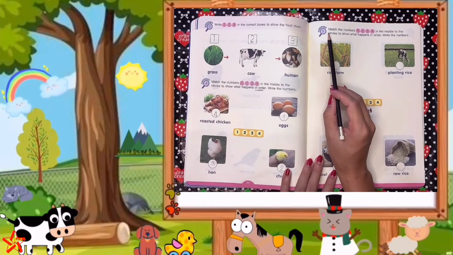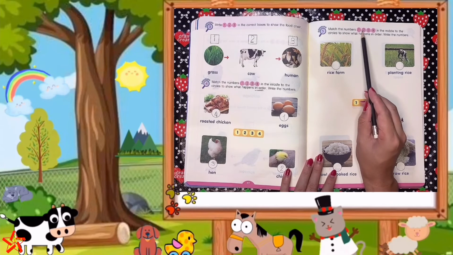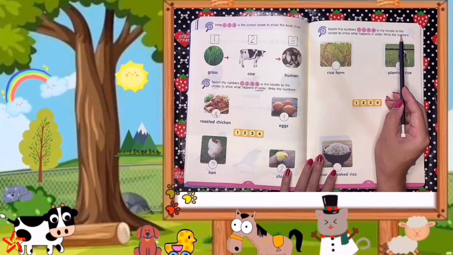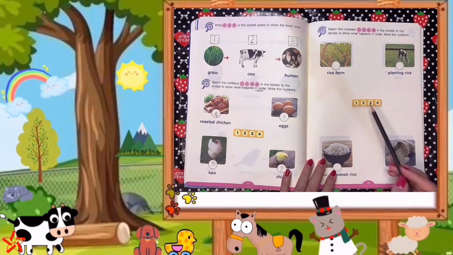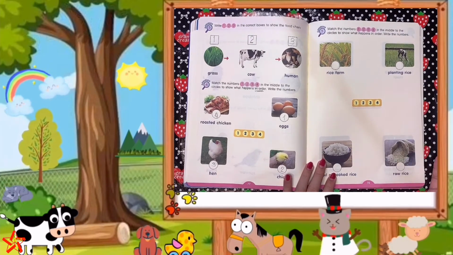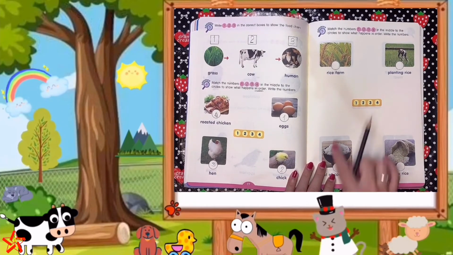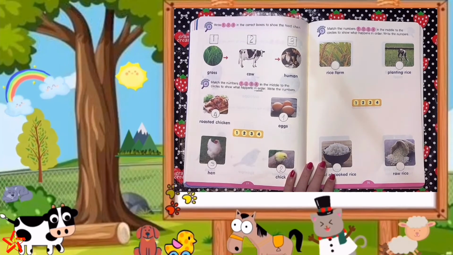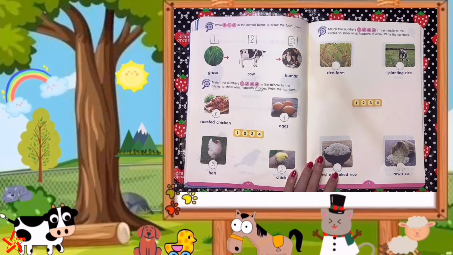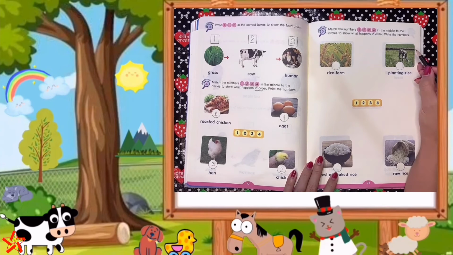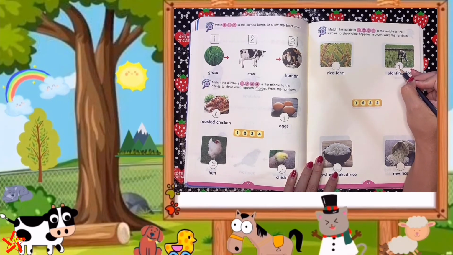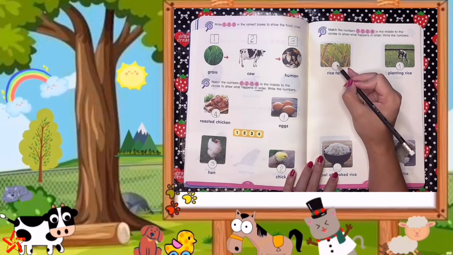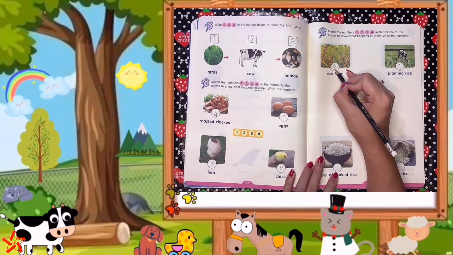Activity number 5. Match the numbers 1, 2, 3, 4 in the middle to the circle to show what happens in order. Write the numbers in the middle, 1, 2, 3, 4. And then we have to write the numbers in the circle, same as what we did in activity number 4. Now, the first one is that the farmer plants rice. So planting rice is number 1. After that, the rice grows and it becomes the rice farm. That would be number 2.